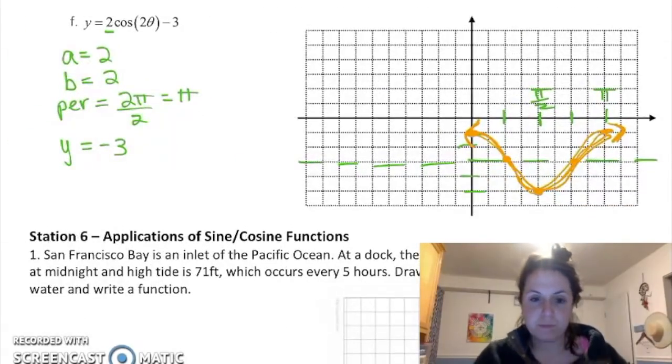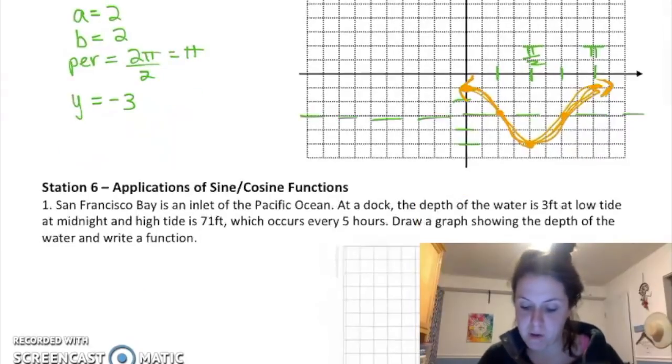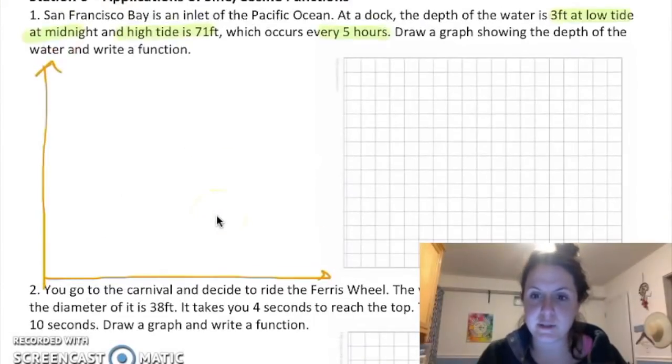And that would be what that looks like. Okay, final thing we're going to talk about are some word problems. Okay, sorry for that. I had a little bit recorded and cut out, so I'm just going back.